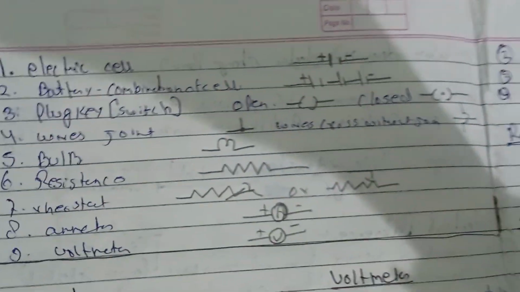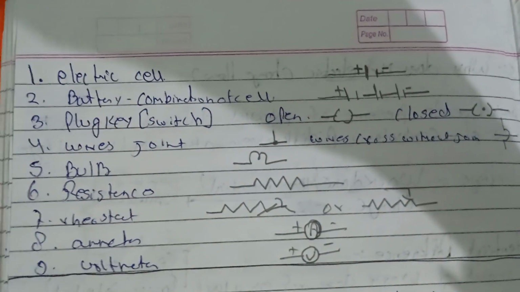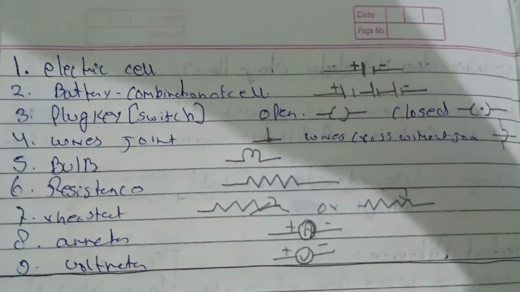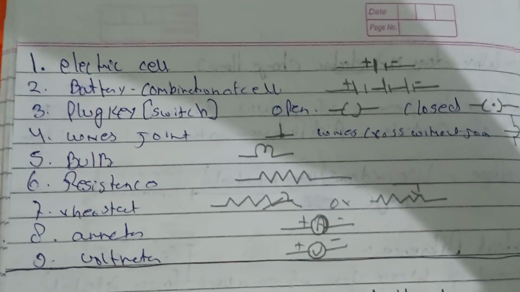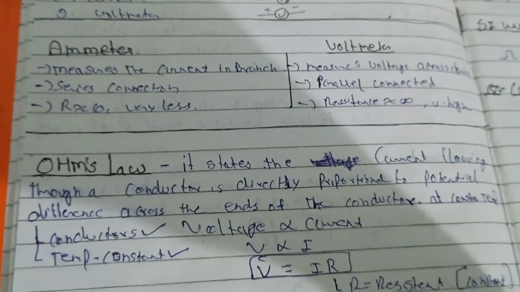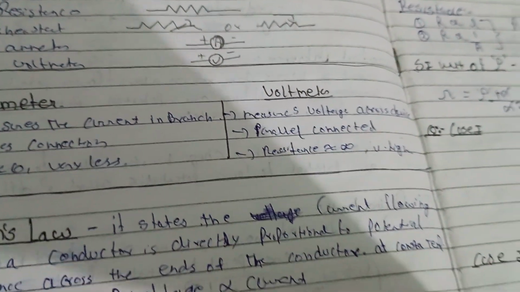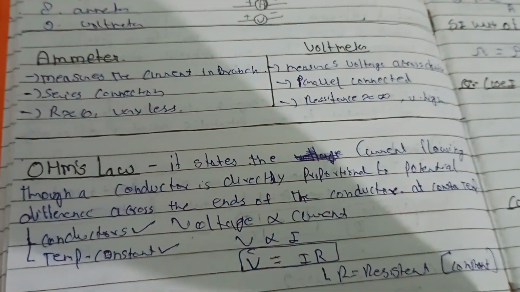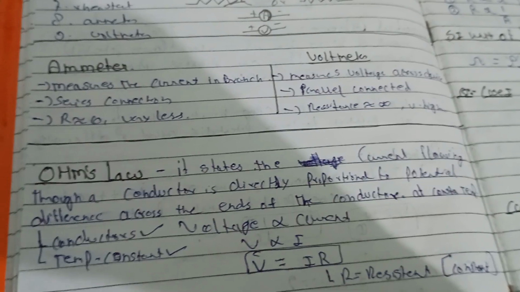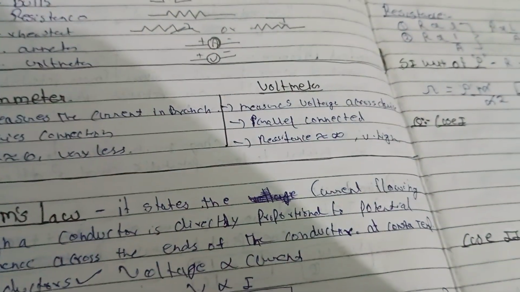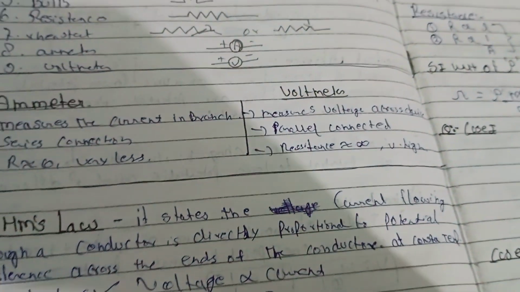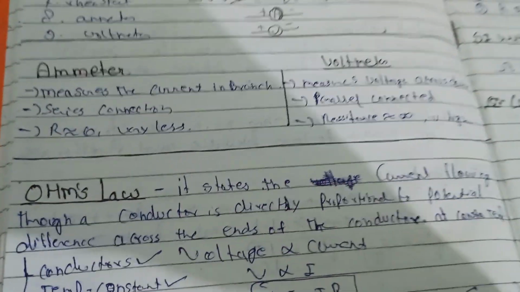Electric cell, there is a sign. You can see that. Take a screenshot of it. There is a diagram. An ammeter measures the current in a branch, and a voltmeter measures the voltage across a device. Means an ammeter is connected in series, and a voltmeter is connected in parallel.